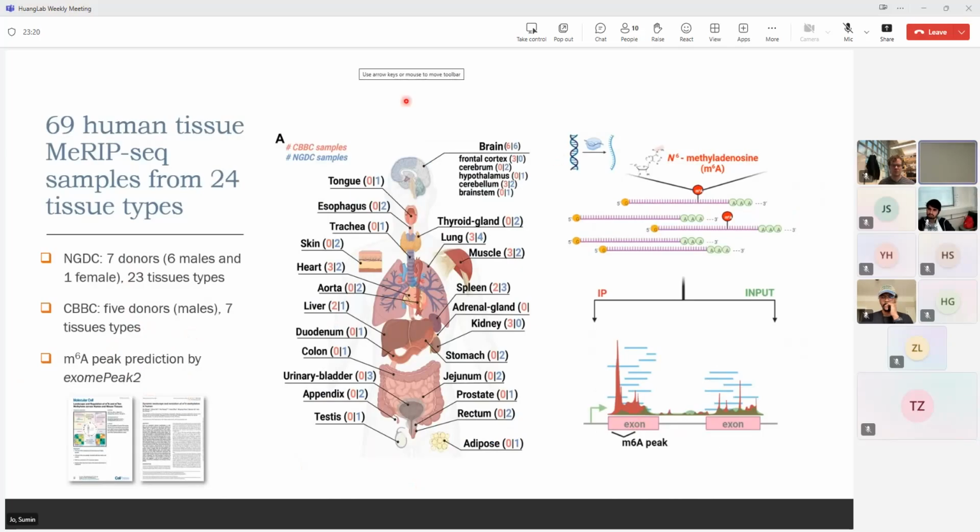This is an overview of the samples for each tissue condition. Mostly NGDC samples are there, except for the CBBC data, because CBBC has only 7 tissue types. But we integrated both of them, aligned the samples to the human genome, and then predicted the peak regions using the exomePeak function.